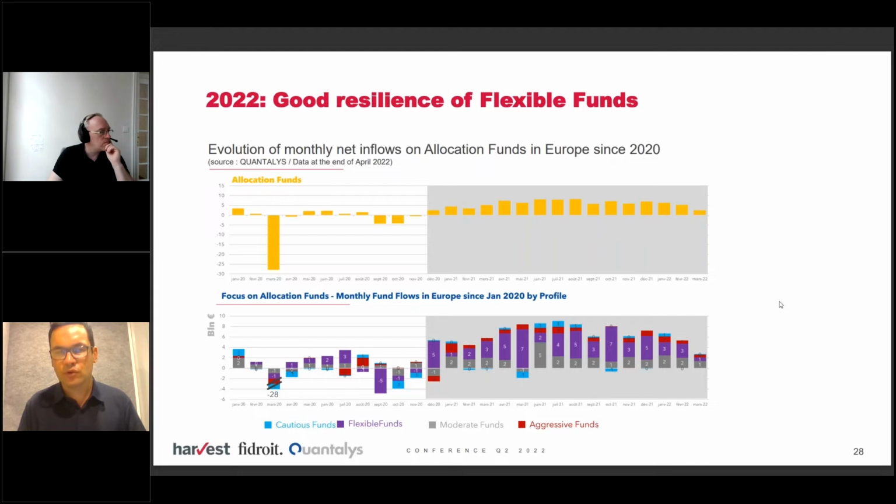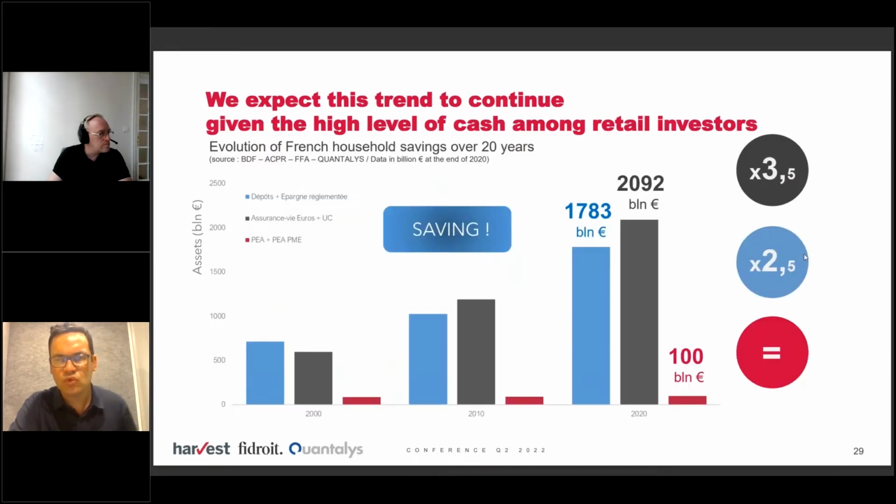The net inflows. As you can see, a nice resilience, a nice situation for the flexible funds in 2022, even if the market conditions are very difficult. You see these positive net inflows even in 2022. And we consider that the trend will continue. Why? Two major points to understand this trend. Next slide, we wanted to explain why this trend should continue.